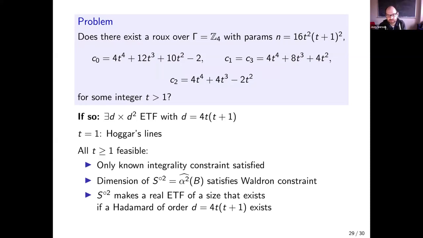So we only have one integrality constraint for ρ parameters, and it is satisfied. The thing about Waldron's condition that I told you breaks DRACKNs does not break here. If you check the dimension of the ETF from the Hadamard square, that will satisfy the Waldron constraint. So that's fine. And then you might wonder, does that ETF exist with this other dimension? That will be a real ETF, and that size will exist if there exists a Hadamard matrix of this particular order. This is a multiple of 4, so I assume it exists. Anyway, this is very feasible. So this is a problem I care about.